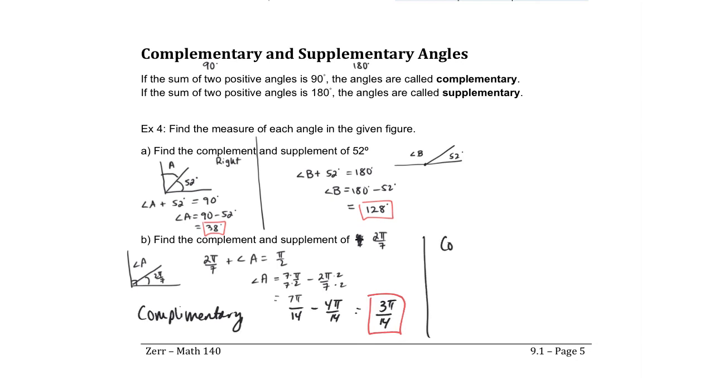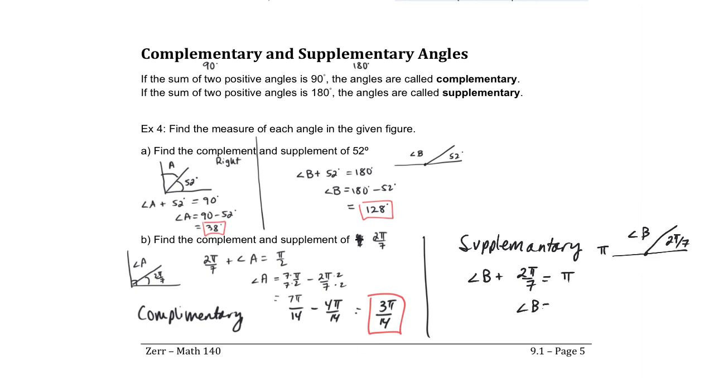Okay, and then the supplement, that's the angle that's going to add up to 180, which is the same thing as pi. Okay, so I have my little angle given, which was 2 pi over 7, and I want to know this supplement. So angle B plus the angle that was given, which was 2 pi over 7, that's supposed to add up to pi. Okay, so my supplement would be pi minus the angle given, so minus 2 pi over 7. And then we have to get a common denominator. It's going to be sevenths. 7 pi over 7 minus 2 pi over 7 would be 5 pi over 7.